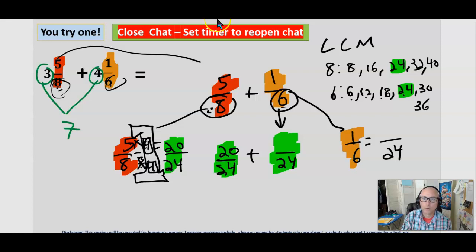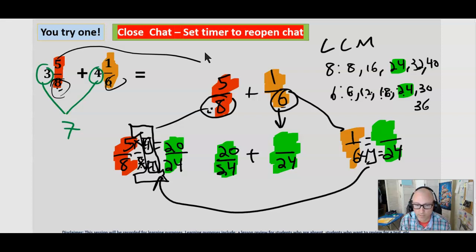Orange, lime. What do you multiply by 6 to get to 24? 2, 3, 4. 4. Really? Did I do that right? I did something wrong. Oh, I sure did. Look at the mistake Mr. Hoffman made right here. Did you guys catch that? Let's fix this.